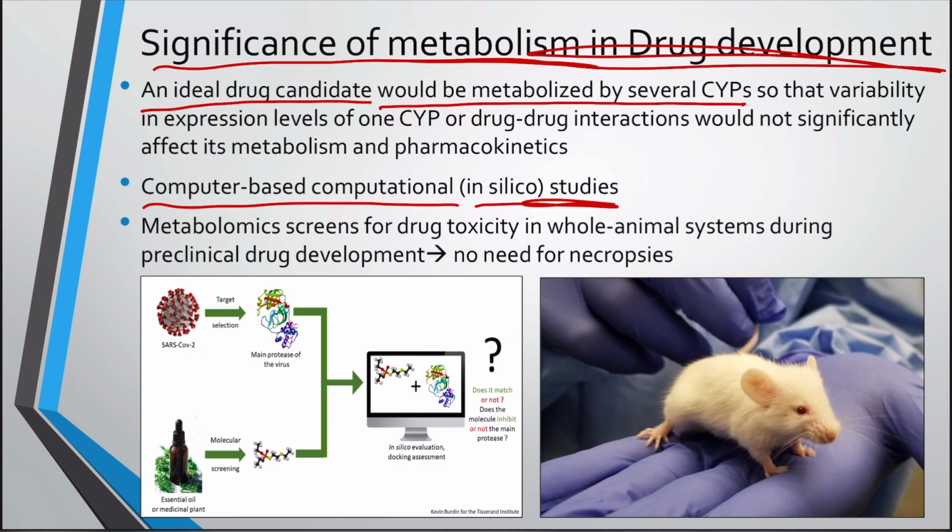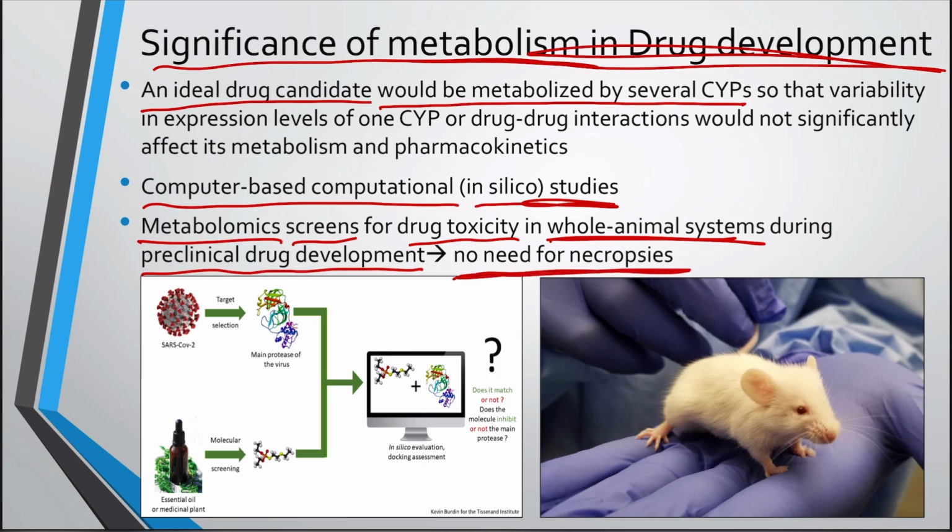How the computational methods help in developing new drugs is that they predict drug metabolism. The structures of several CYPs have been determined with the help of this method, including CYPs like CYP2A6, CYP2C9, CYP3A4. So these structures may be used to predict the metabolism of a drug candidate by fitting the compound to the enzyme's active site, which is responsible for causing the particular metabolism. Then we are also using metabolomics. Metabolomics is used to screen for drug toxicity in whole animal systems during preclinical drug development, and because of this it has decreased the need for necropsies.